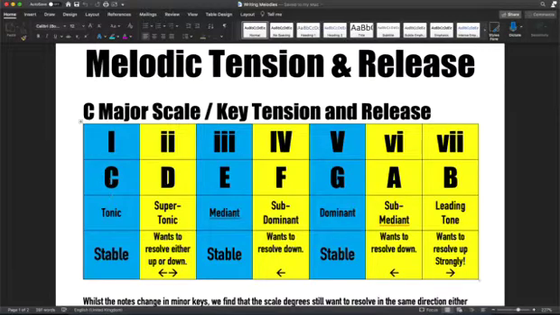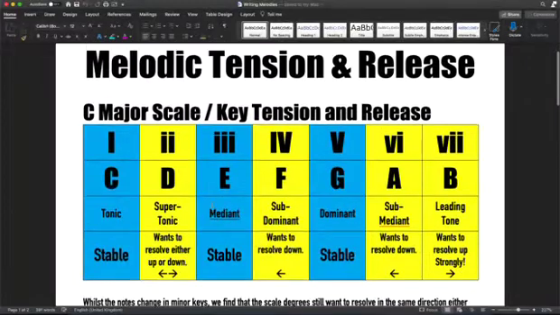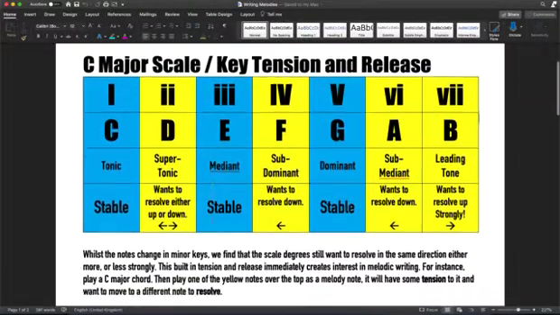a C root or C chord, if you play a G, it's going to sound stable, or an E or a C, it will sound stable. It won't want to go anywhere. It doesn't have any tension. The minute you play one of these yellow notes, it's going to have some tension, and then you can choose to resolve that, moving an A down to a G, or the B up to the C, or the D either way. Or you could just choose not to resolve it and keep the tension, if you want.